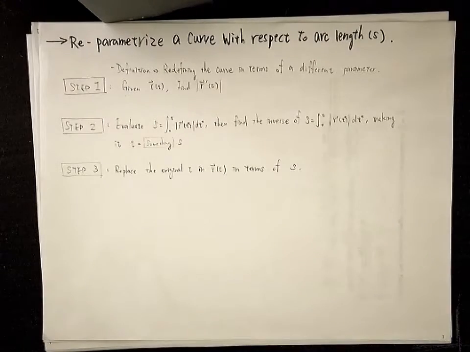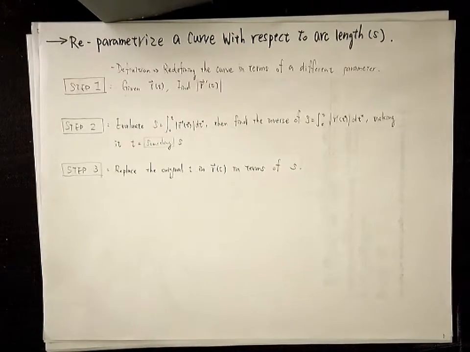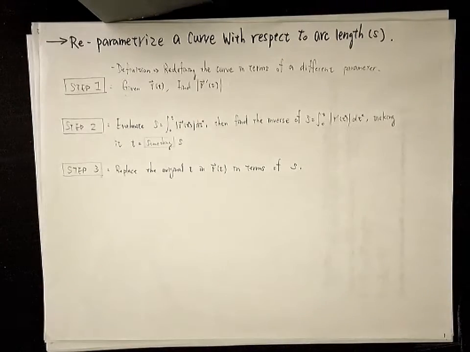Okay, so the first subject, reparametrizing a curve with respect to arc length s. The definition of this is just redefining the curve in terms of a different parameter. So the concept is pretty easy. It's just changing the variable t into arc length s.